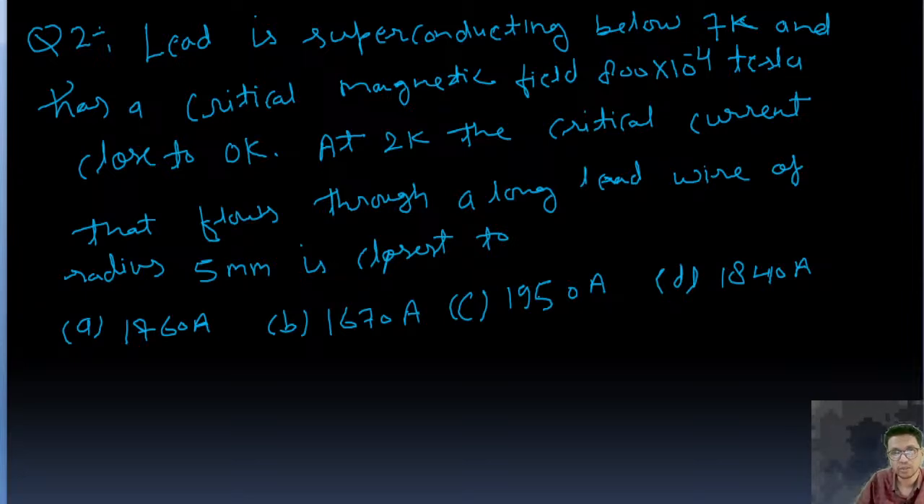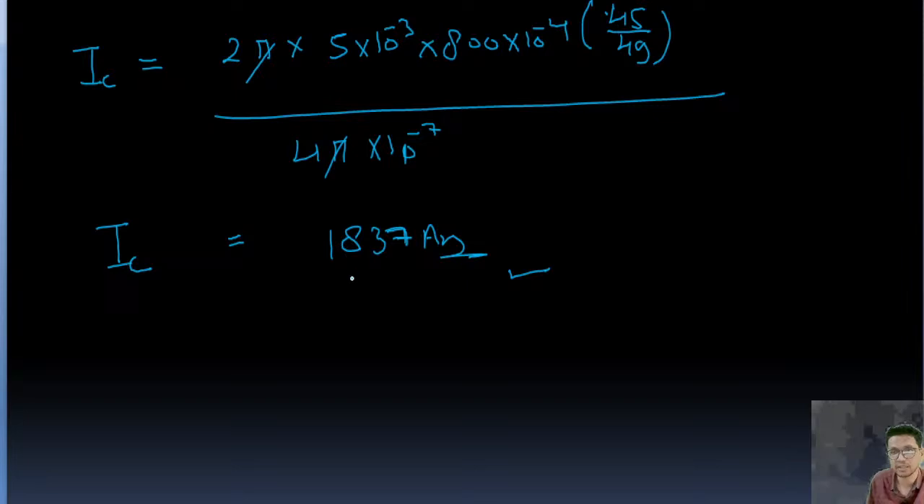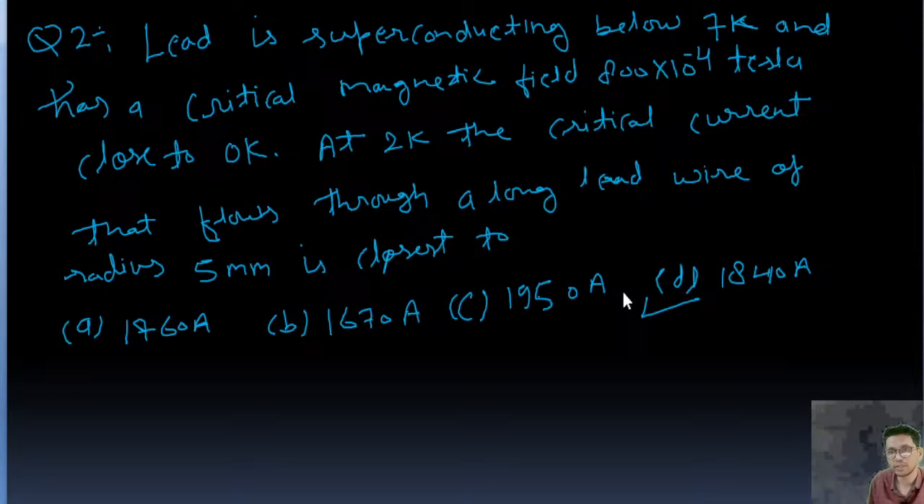Let me check. Which option is matching? 1837. I think option D will be the correct option. Let me check. Yes, option D. So this is the closest value. This is also given, that the critical current that flows through a long lead wire of radius 5 mm is closest to 1840. So this is the answer, guys, and this is the closest value. I hope you have understood it.